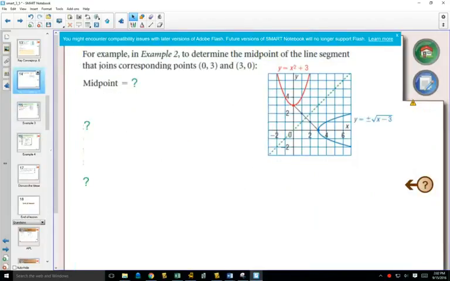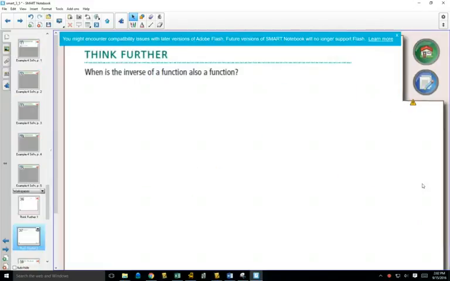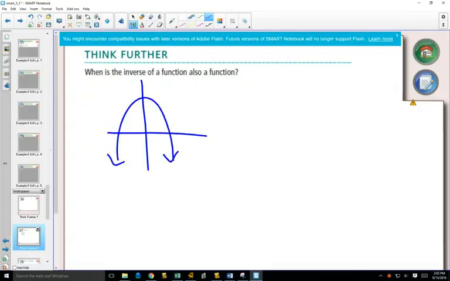What is this? Oh, at the bottom of page 239, they ask, when is the inverse of a function also a function? How could we tell by just looking at our first function whether or not the inverse is going to be a function or not? Okay, so for example, we just did a parabola. The inverse is not a function. There you go. Jack's got it.